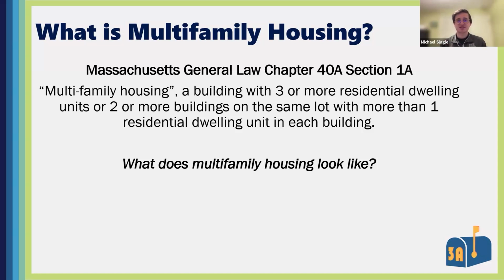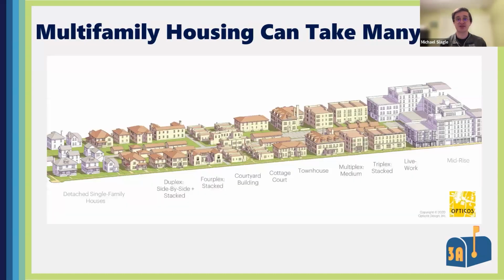Now that I've said what that definition is, we can look at some examples of what multifamily housing looks like. This picture here shows different types of multifamily dwellings. On the left side, we see what a single family detached dwelling is, and that's what we're used to in Stow, and that would not be considered multifamily housing. But in that middle section towards the end, you can see that there are these buildings that would contain more than 1 unit.